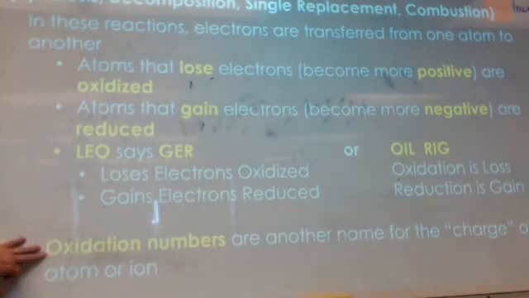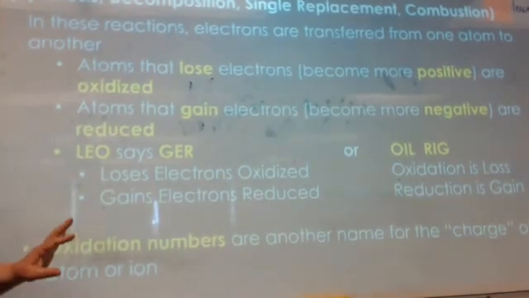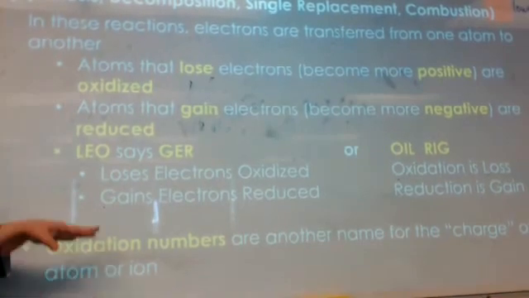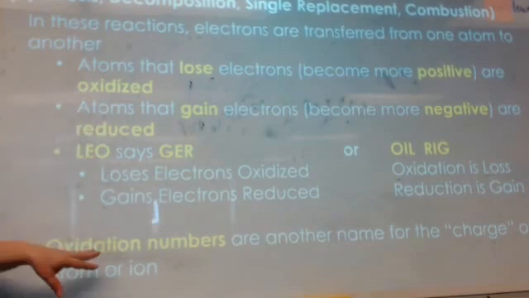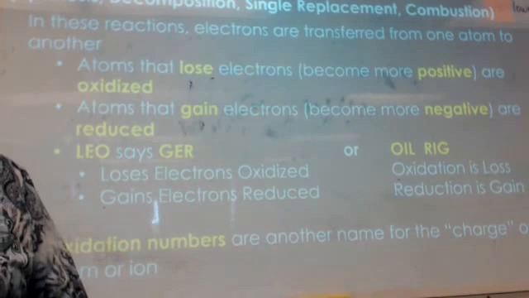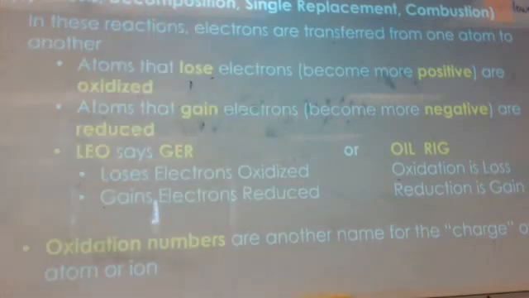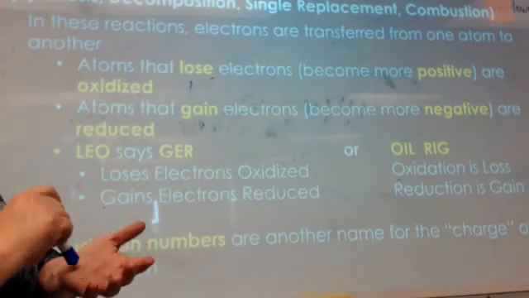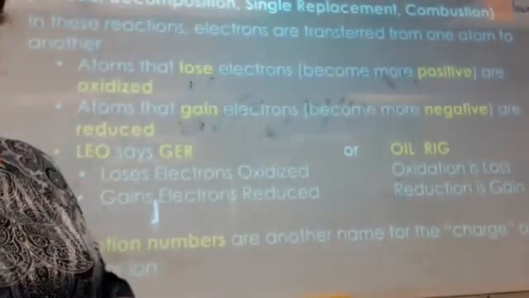But first, I'm going to introduce the term oxidation number. This is not something new. It's just we've never called it an oxidation number before. An oxidation number is how we're going to determine if something is oxidized or reduced. Oxidation numbers are just another name for the charge. Okay, so we know the oxidation numbers of group 1, group 2, group 15, 16, and 17, because they're the charge that those atoms form.